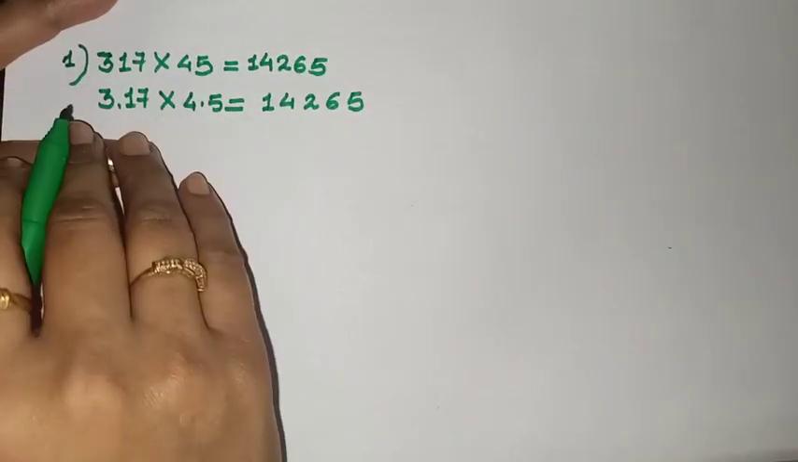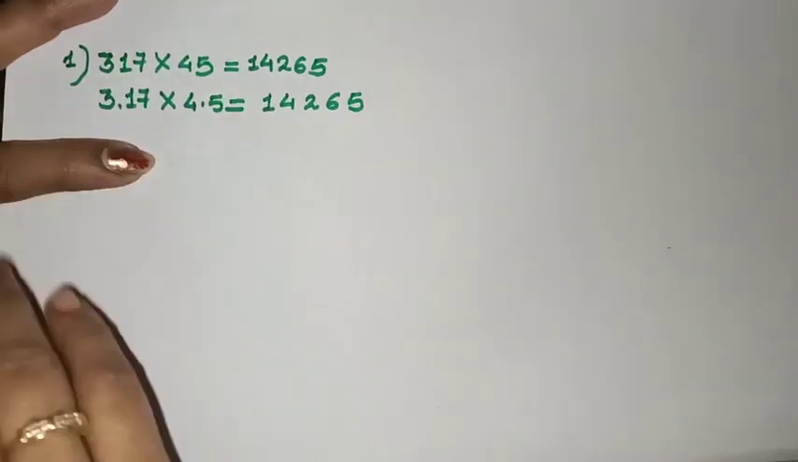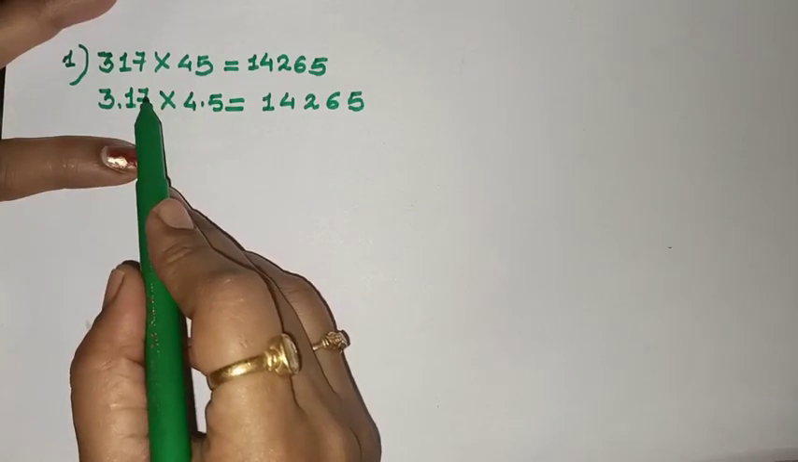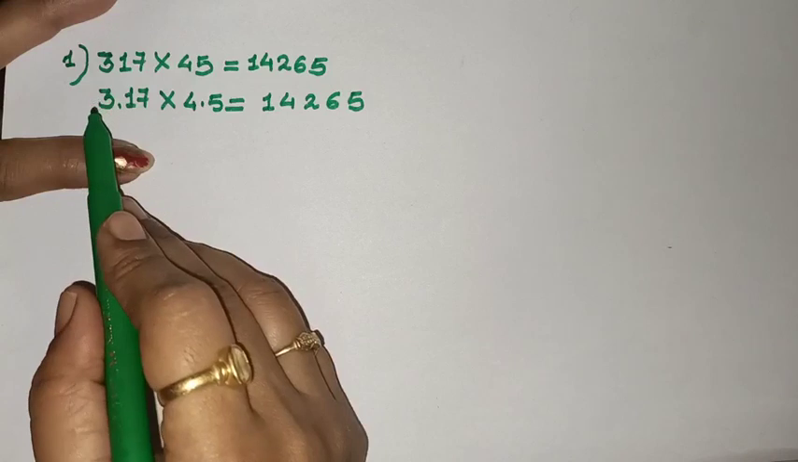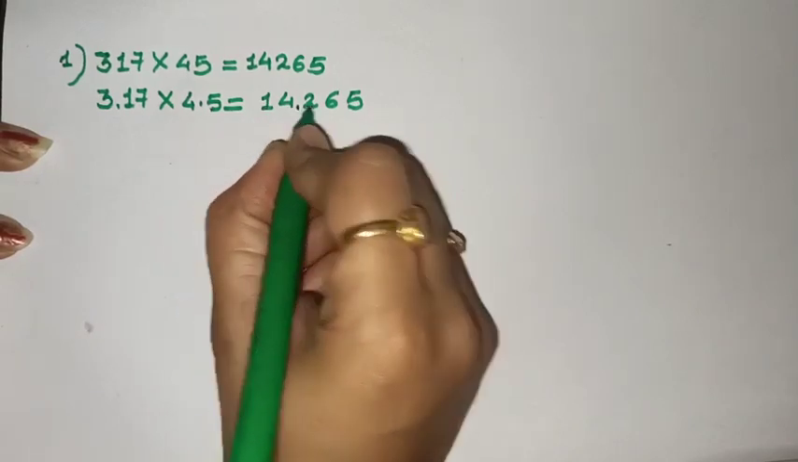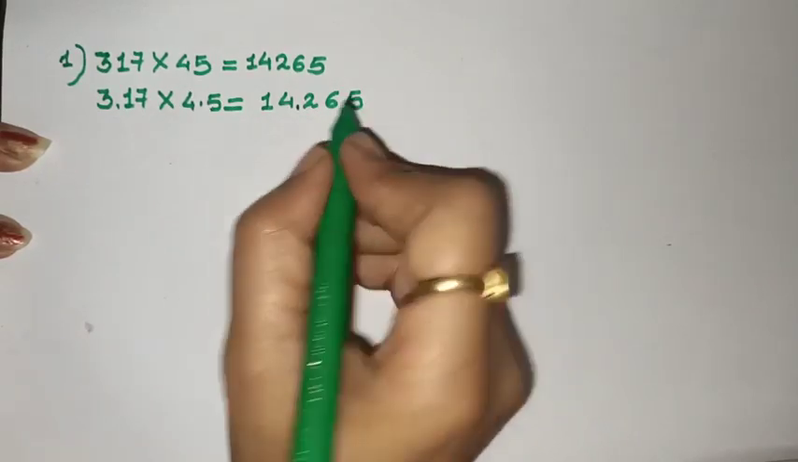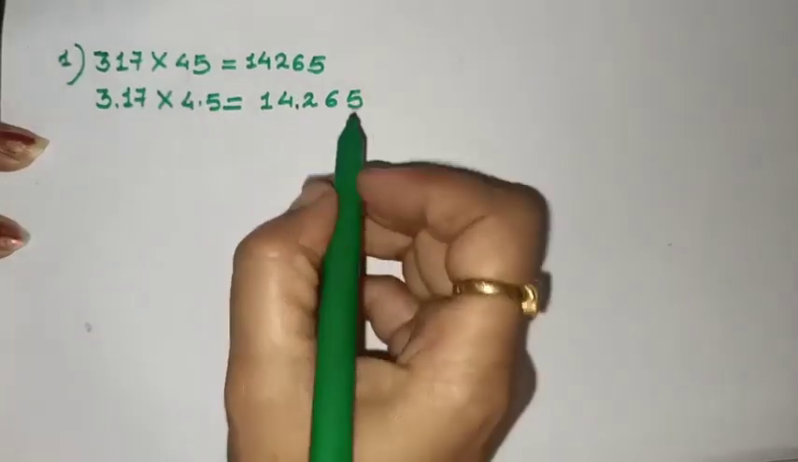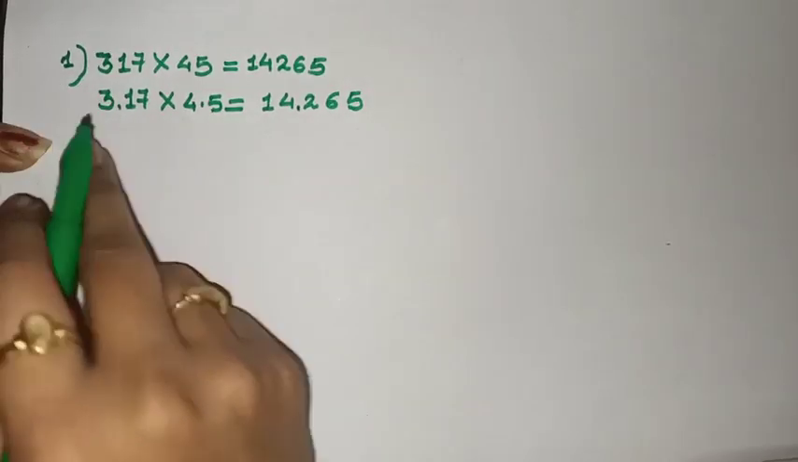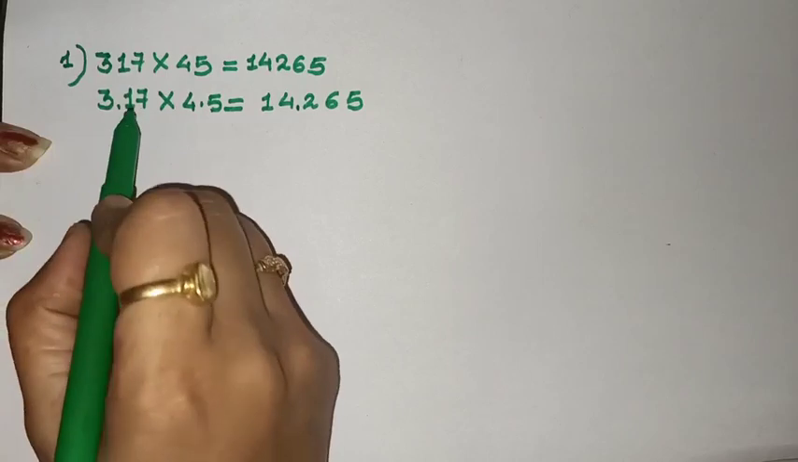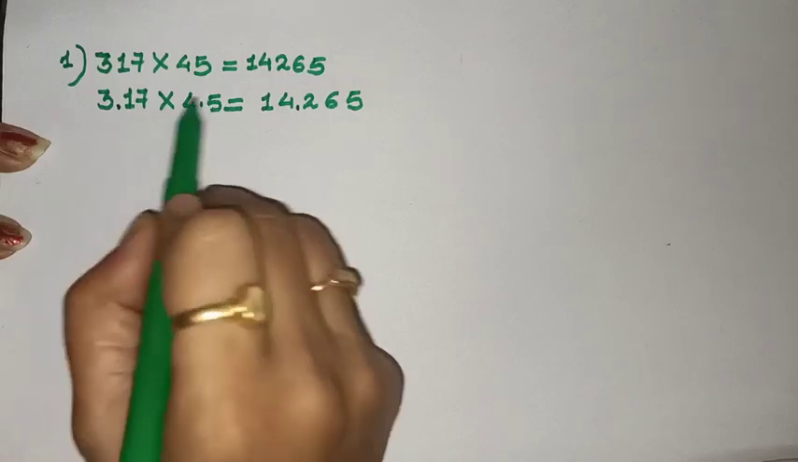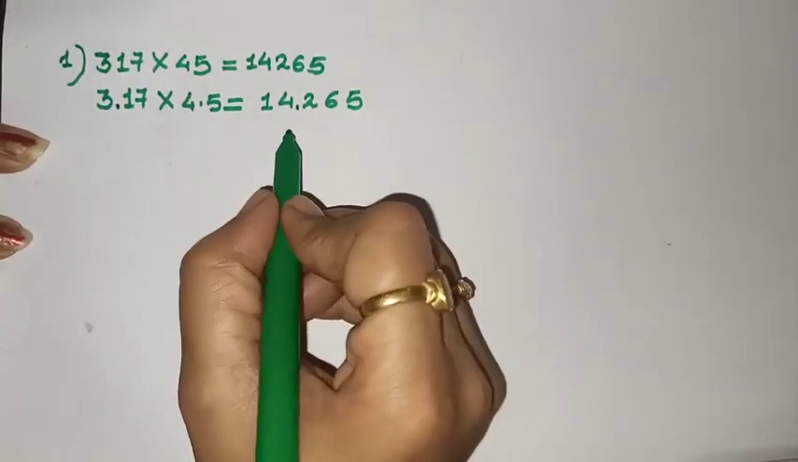What we have done here: first multiplying ignoring the decimal point, then in the product, starting from the units place, we count as many places as the total decimal places in the multiplicand and multiplier. So let us say 1, 2, 3. Answer is 14.265. So place the decimal point before the 3 digits. Why? Because in the multiplicand and multiplier, the decimal point is before 2 digits and before 1 digit. So we'll count these 3 digits, and the point will be before them.